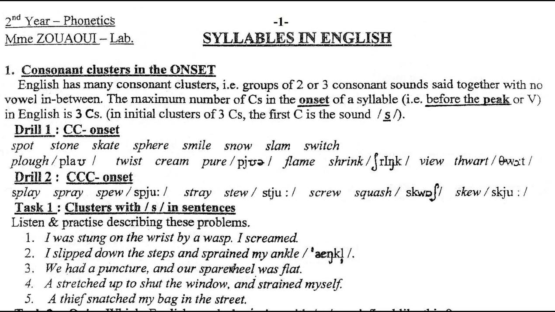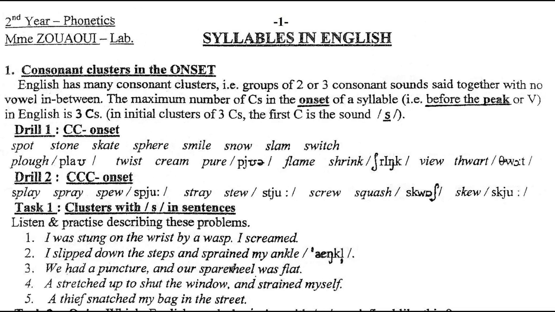As far as the syllable structure is concerned, a syllable may consist of three elements, one obligatory element and two optional elements. The obligatory element is called the peak or the nucleus, and it consists of a vowel or a diphthong or a syllabic consonant. The two other optional elements are called the onset and the coda, and they both consist of consonants.